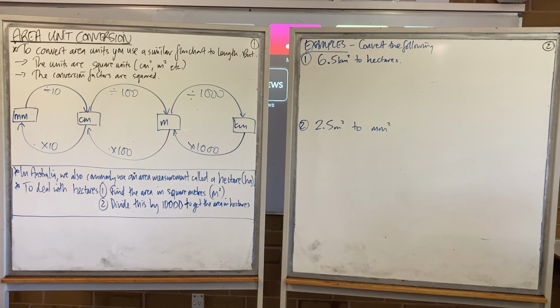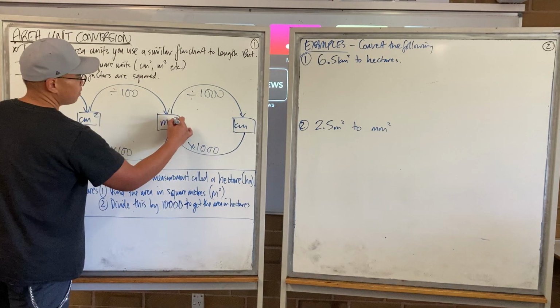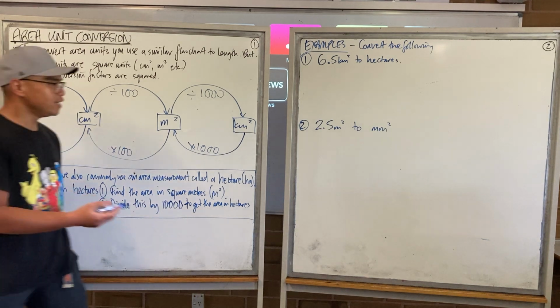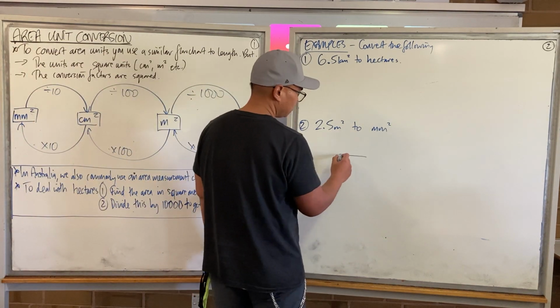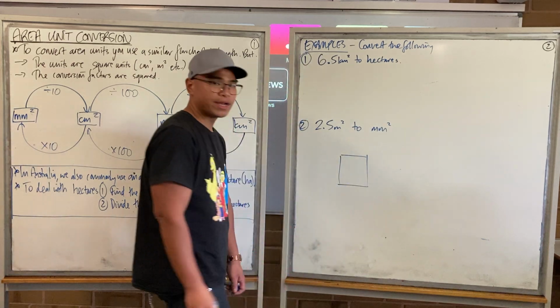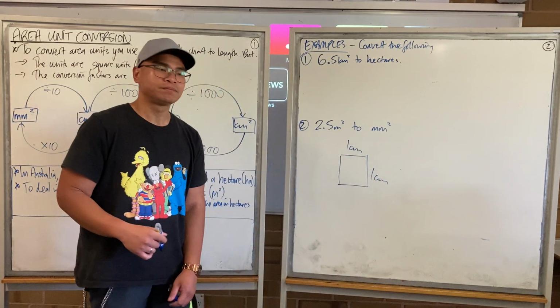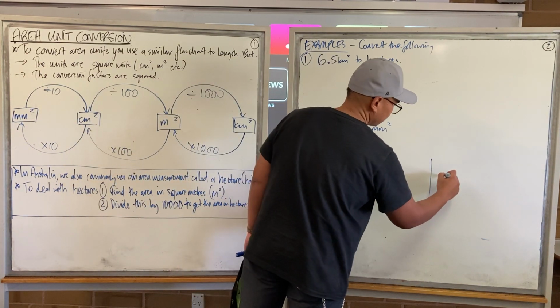What I'm here to tell you is that in area unit conversion, it is the same flowchart, but the units are square units. So it's square millimeters, square centimeters, square meters, and square kilometers. And then these numbers here, the conversion factors, they're also squared. Why is that the case? Because if I've got 1 square centimeter, and this is 1 centimeter in length.